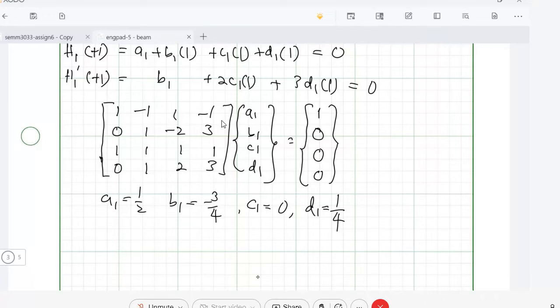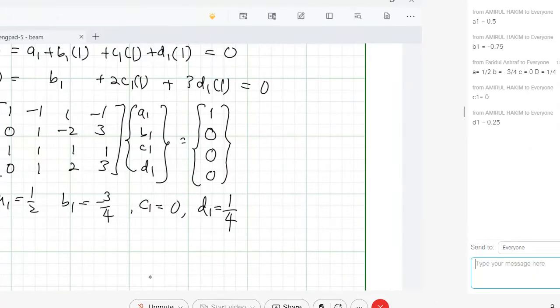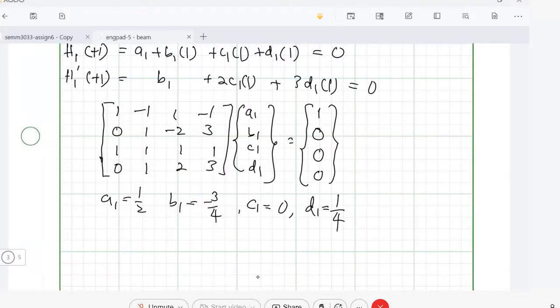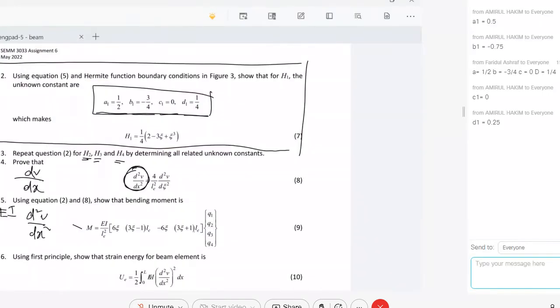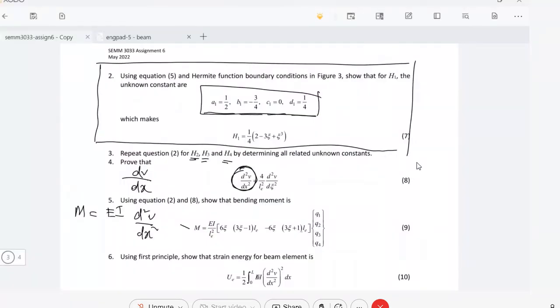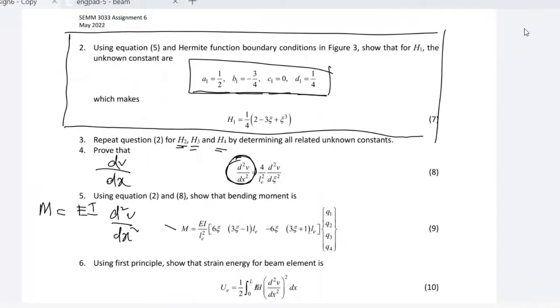Alright, okay, so that's how I did this one. So hopefully it's the same value that we get. Okay, half, minus 3/4, 0 and 1/4. Okay, same. So if you can do it for H1, you can do the same thing for H2, H3 and H4.